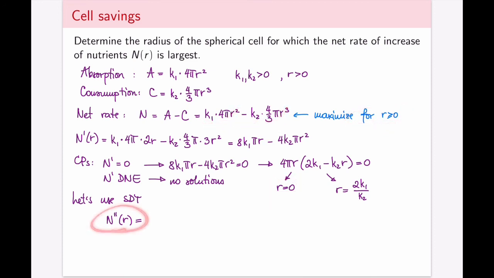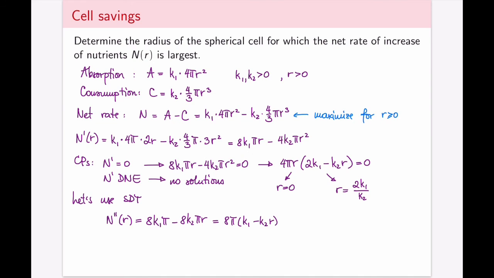So let's take a look at the second derivative. This is my first derivative here. Computing the second derivative should be fairly straightforward. I'm going to get 8k1 pi minus 8k2 pi r. Okay? And so let me actually factor things out just so that it's easier to see what the shape of the thing is. I can take out 8 pi, and what I'm going to have left is k1 minus k2r.